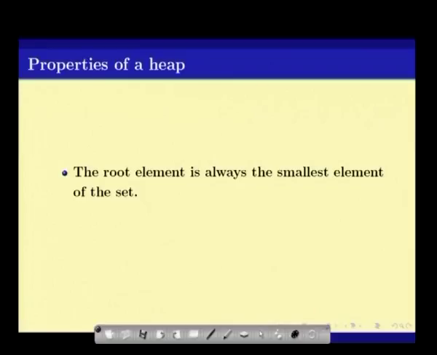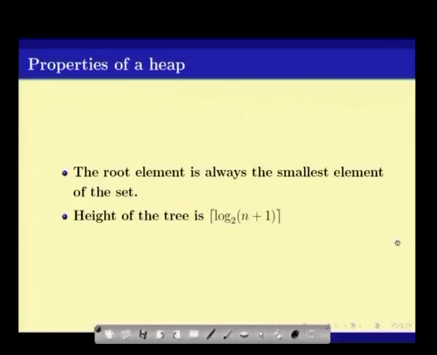Now, the heap has a few properties. For example, the element that is stored in the root is always the smallest element in this set. Why is it so? Because the parent must contain a number that is always less than the child. Thus, the root must contain a number that is less than every descendant: child, grandchild, or any such descendant of the root. The other thing is the height of the tree. The height of the tree is log n to the base 2 plus 1, because the tree is almost balanced. That is why we can arrange it in such a way that the height comes to log n to the base 2 plus 1.